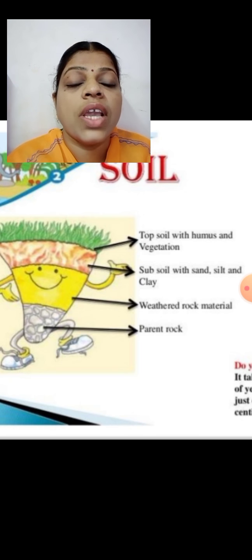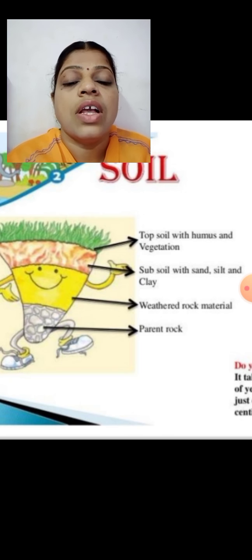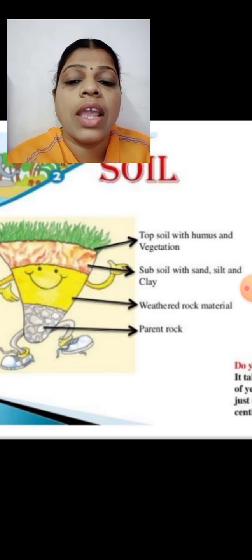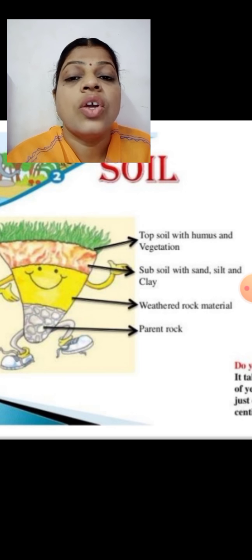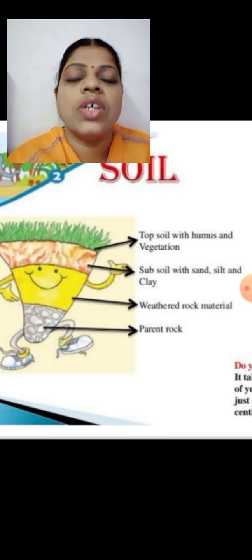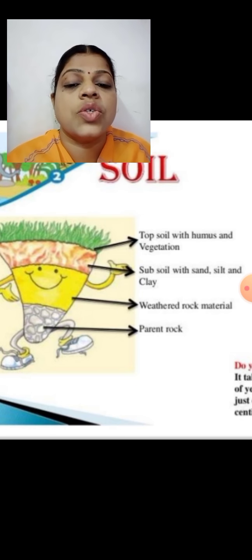So the bottom layer is parent rock. The second layer is weathered rock material. The third layer is the subsoil, which consists of sand, silt and clay. And the topmost layer is the one with humus and vegetation. So these are the various layers of the soil. So children, we have explained the 2 factors, the land and the soil.